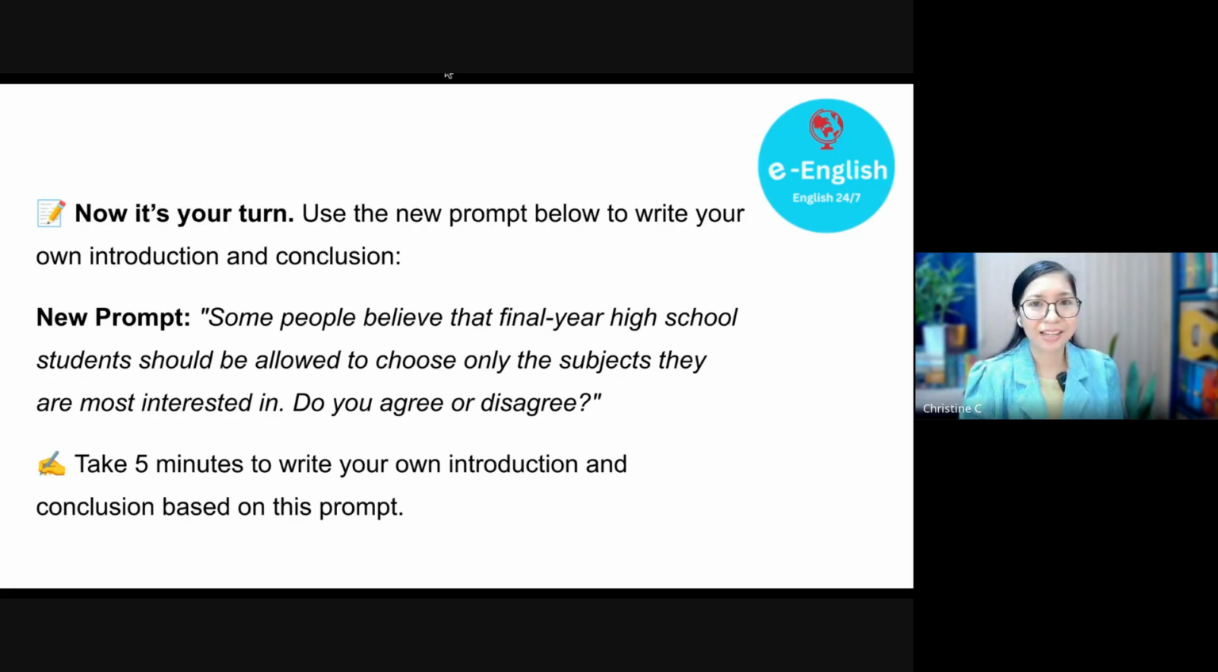And I would like to see your ideas here. If you don't want to write it and you just want to say it out loud, it's okay. Feel free to let me know. But for those of you who don't want to say it out loud, what you're going to do with this prompt is to come up with your introduction and conclusion. The ideas are the same. The conclusion is just a restatement of your introduction. All right, so I'll be quiet for a few minutes to give you time to think.